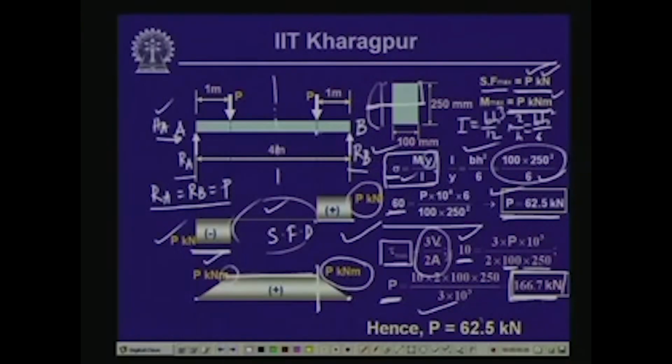So, we will have to use the lower value of P, so that both the stress criteria, the bending stress and the shearing stress, are satisfied and the member is safe against this loading. Hence, the value of P which should be used is equal to 62.5 kilonewton.